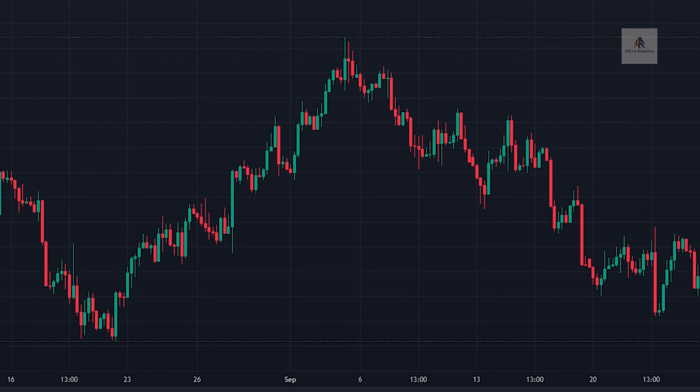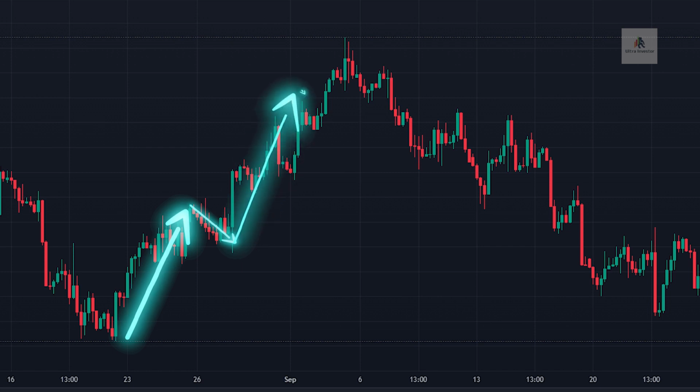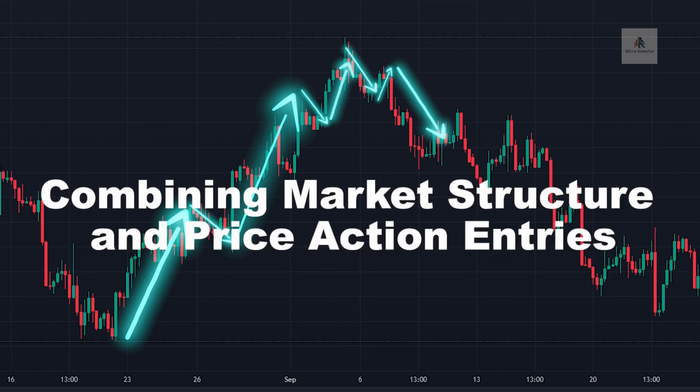This approach involves using market structure and candlestick formations to identify high probability trading setups, which is a simple and profitable way to trade. In this episode, we will demonstrate how you can easily find high probability trading setups by combining market structure and price action entries, which is one of our preferred methods to trade.